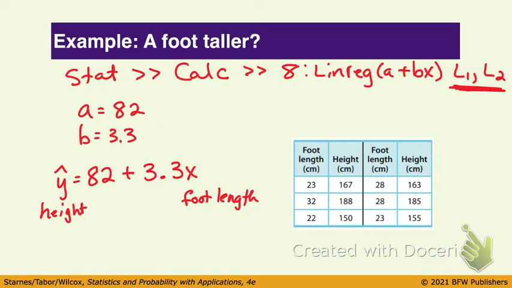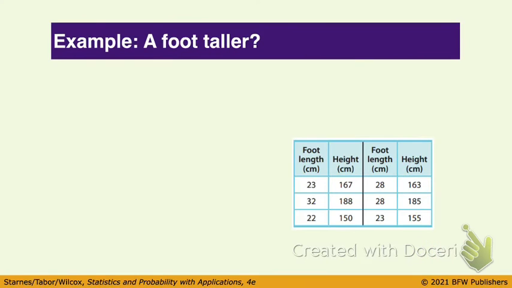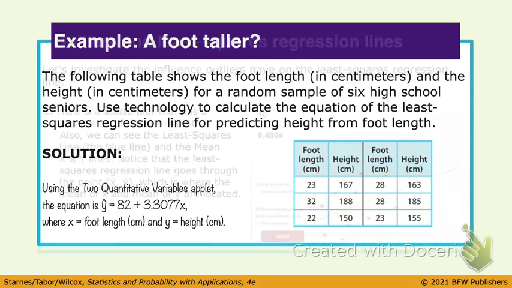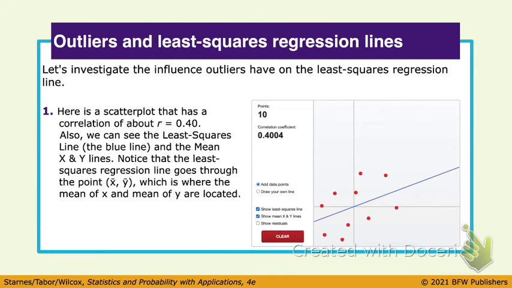Cool. All right, we're going to talk really quickly about outliers and how they affect our least squares regression line. Here's a scatter plot that has 10 points on it, and it's got a correlation of 0.4004, so it's not that strong. It's fairly weak, but we do have a least squares regression line showing. You will notice that the least squares regression line goes through the point x bar, y bar, which is the mean of x and the mean of y.